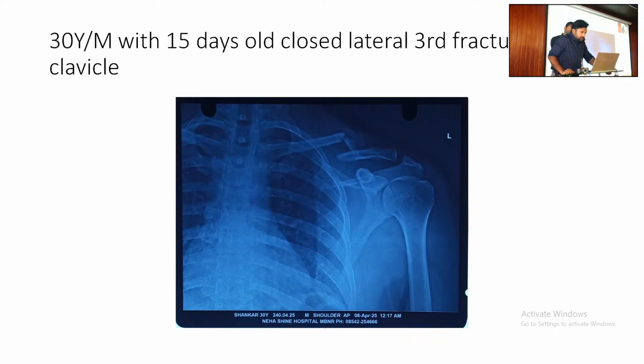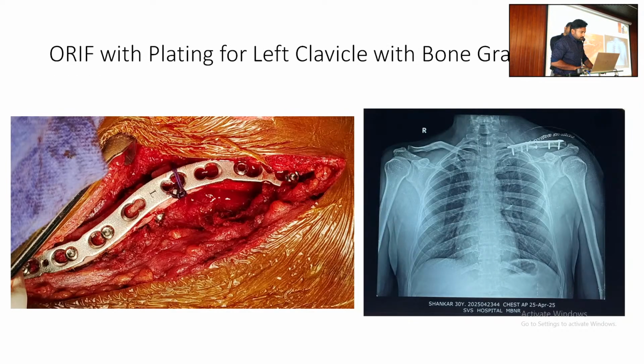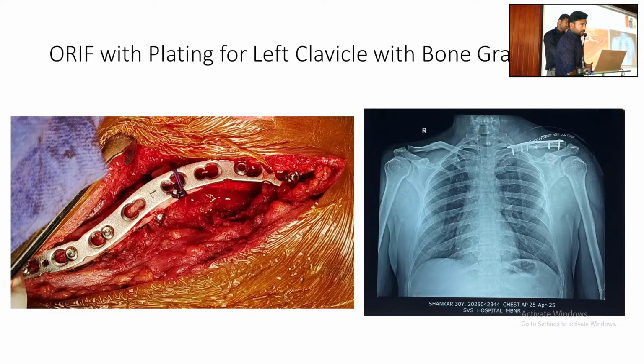30-year male with 15 days old closed middle third and lateral 1/3 junction fracture of left clavicle. We have done open reduction, internal fixation with plating for the left clavicle and also bone grafting. Bone grafting was done because there is a gap of around 3 mm over the posterior aspect of the clavicle, sir. A 3 mm gap is indicative of bone grafting. More than 2 mm is suggested. More so there is comminution, sir. And over and above that there is a delay, sir. More than 2 weeks.